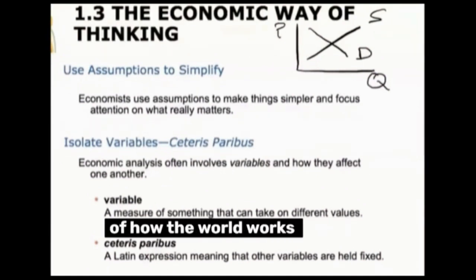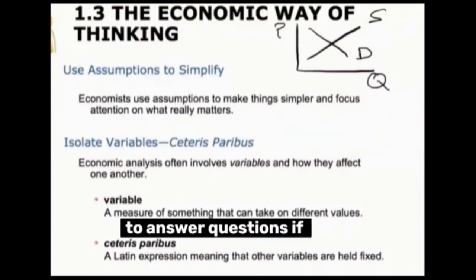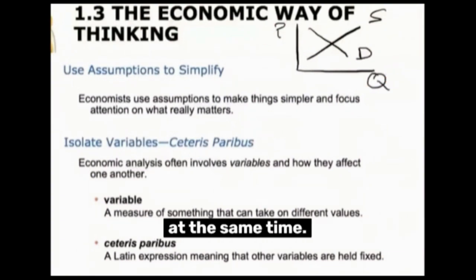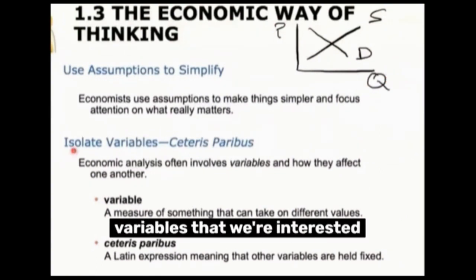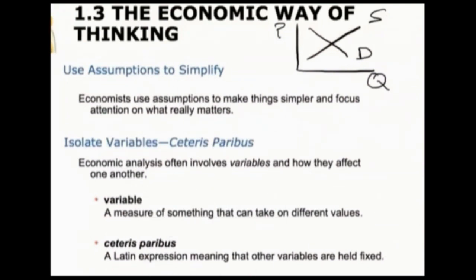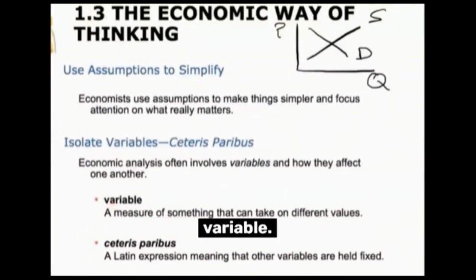Now, this is an oversimplification of how the world works, because in reality, all kinds of things happen at the same time. But it makes it very hard to answer questions if we're trying to look at how everything in the world changes all at the same time. So we're going to isolate the variables that we're interested in looking at, assuming that we're holding other variables constant. Now, that doesn't mean we don't think those other variables change, but we need to simplify the world so that we can make reasonable choices and decisions about how one variable affects another variable.